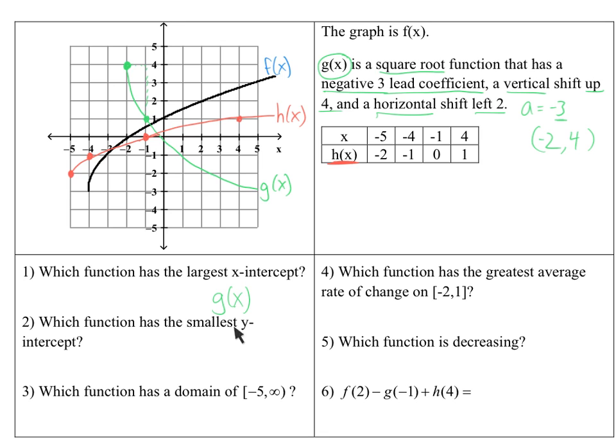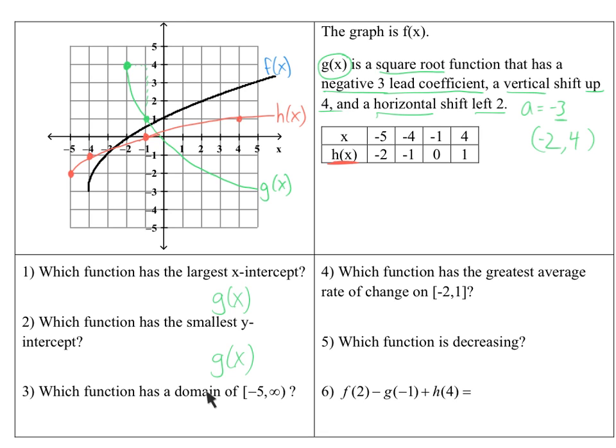Now the smallest y-intercept, look at the y-axis. Well, that's the largest, that's the one in the middle, and that's the smallest y-intercept, so that's also g. Okay. Now on the test, be careful, they can make this the smallest x-intercept, this could be the largest y-intercept, so read carefully and mark which one it is.